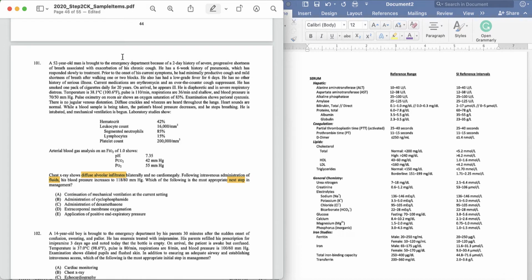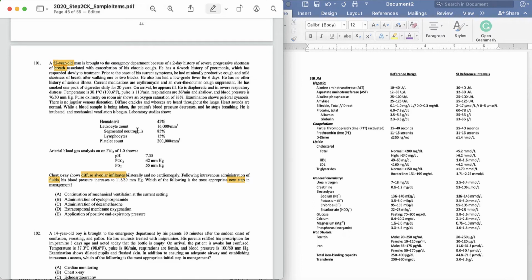All right, so then I like to focus on the first line here. This is about a 42-year-old guy. He's in the ED. He's got a history of progressive shortness of breath. We kind of already gather that from the main paragraph down here. It's a chronic cough, history of pneumonia. Okay, so I want you to quickly stop there and notice his labs.